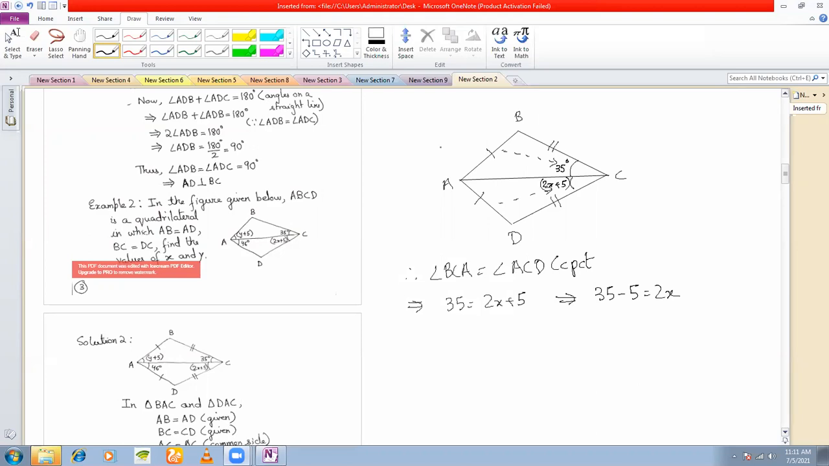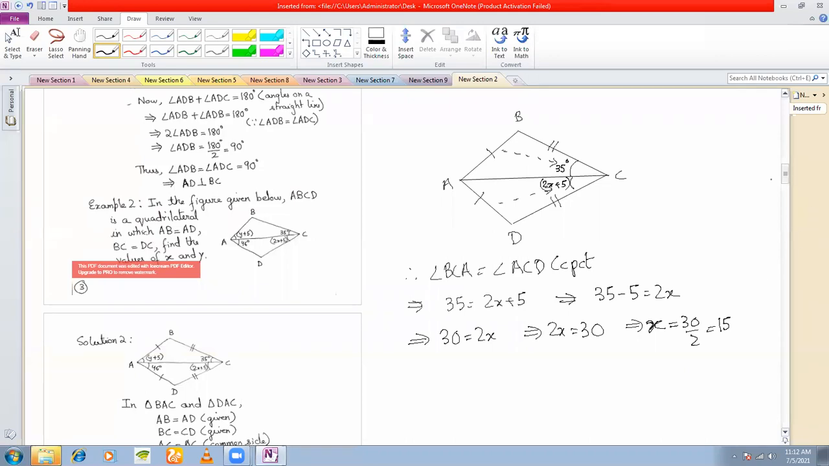That means you get 30 is equal to 2x. 2x is equal to 30. That means x is equal to 30 divided by 2, which is equal to 15. So you get the value of x, right?